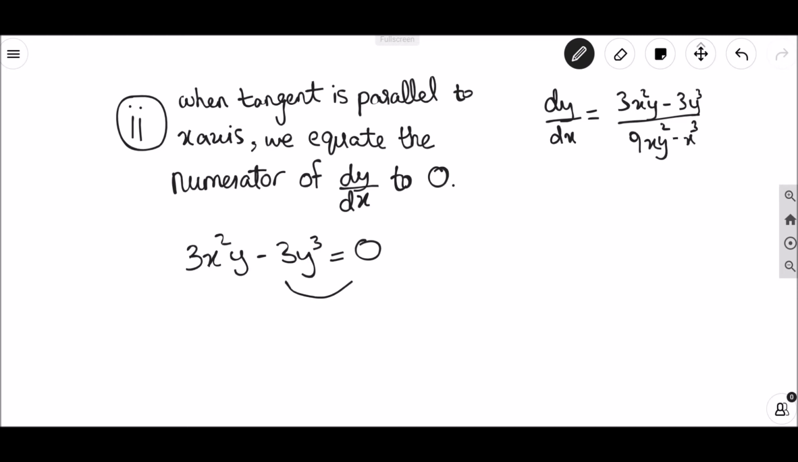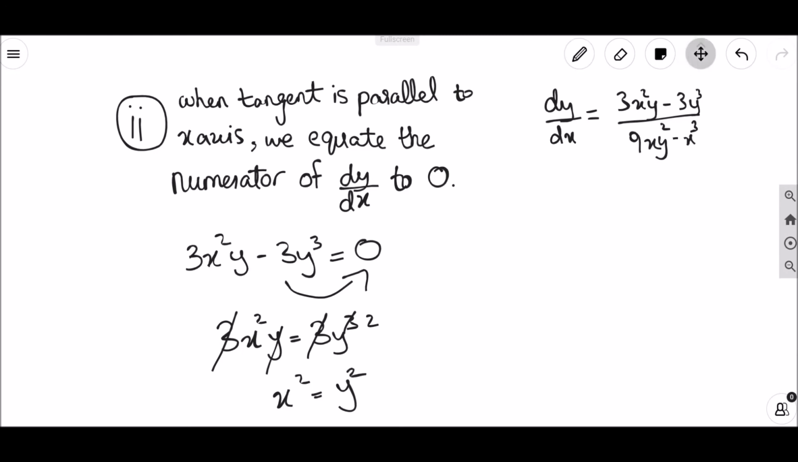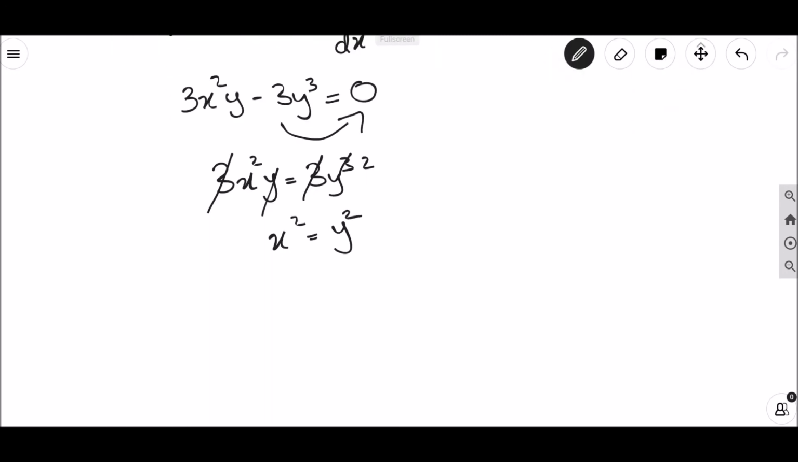Now we can bring this to the right side. It will be this. Now we can cancel out the common factors, so we are left with x squared is equal to y squared. Now we need to make x the subject, so we can take the square root. We will get two values of x: x is equal to minus y and x is equal to y.